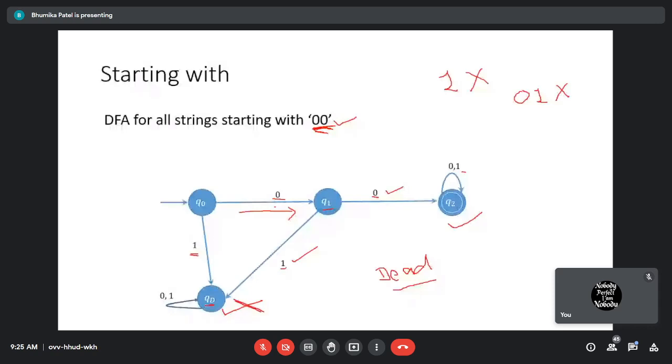So fine, can you draw the DFA for the 0 1 yourself? Yes, ma'am.